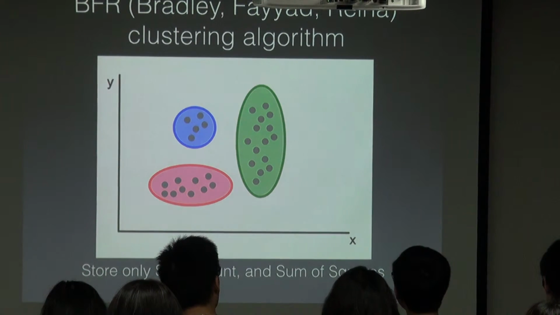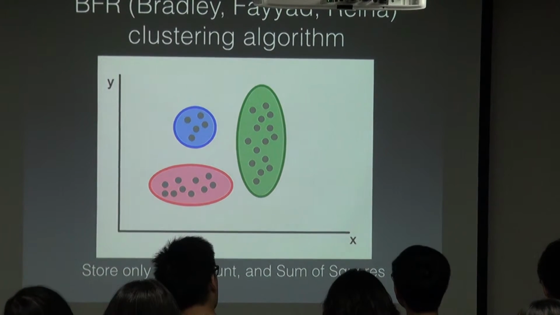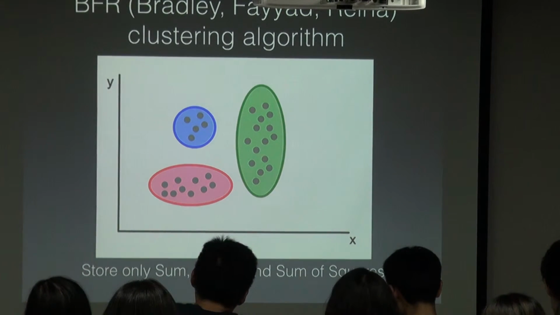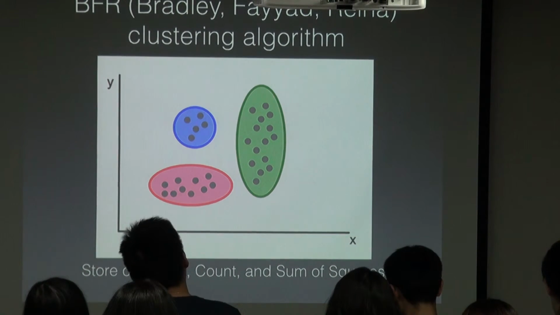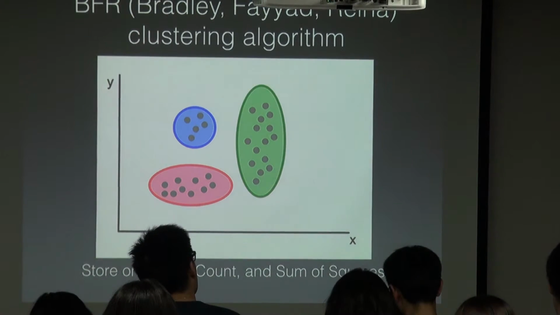Like they are very close together, and that is when you define it's a cluster. And to represent that cluster, you don't need to store all the points. You can actually only store the Gaussian distribution that can be calculated by the sum, count, the center of mass, and the sum of squares, that you can estimate how large this cluster is.